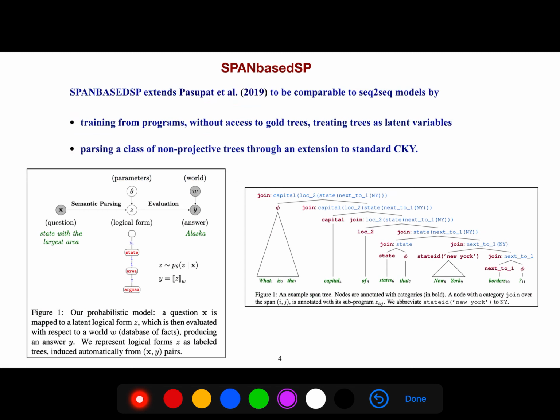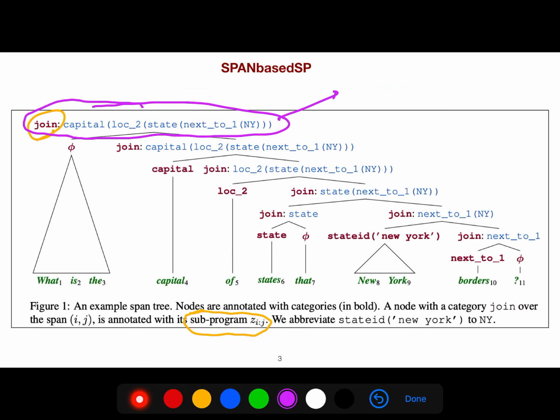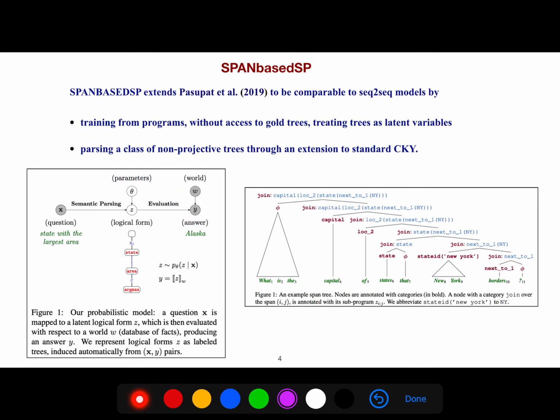It extends the 2019 paper, as I said; it is inspired by that. So we train the parser without access to the gold trees, treating trees as a latent variable. We don't have access to the gold tree, but we have access to the last one, the root, which is the parent of all, the highest parent.